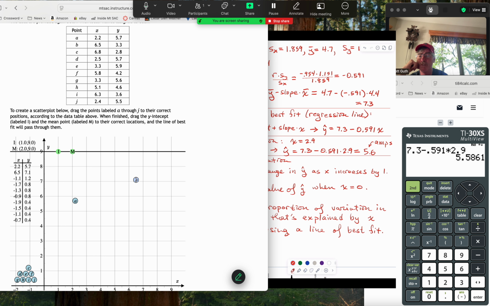Next point should be 6.5, 3.3. So 6.5 over here. Oh, it goes way down. And then 3.3, too high. There we go. Right here, 6.5, 3.3. All right. Next one is 6.8, 2.8. So that's C. 6.8 and way down to 2.8. Let's see if I got it. I got to go up a little. There you go. 6.8, 2.8. It's going downhill.